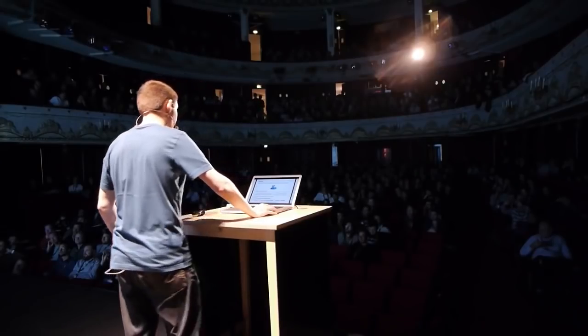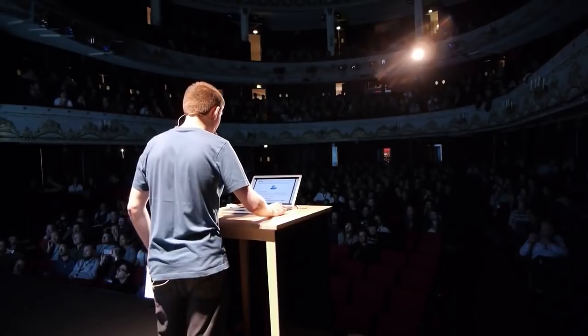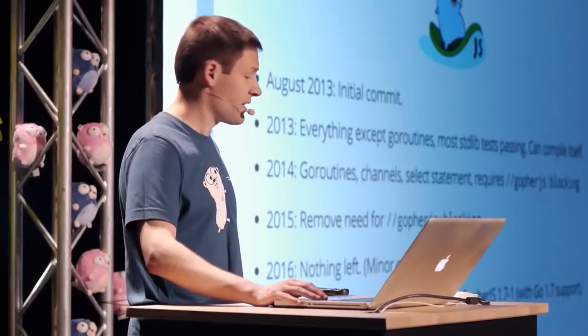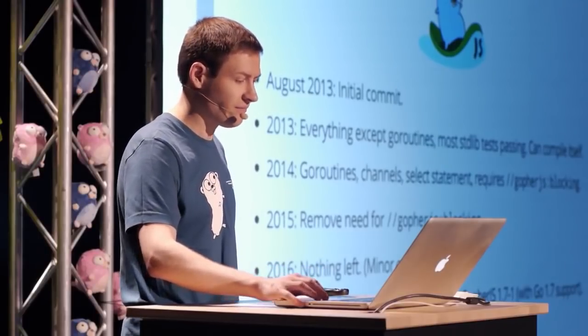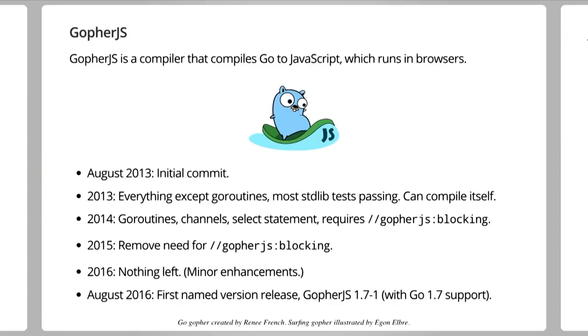To give you a little bit of its history of support of the Go language specification, it was created in 2013, and it had everything except goroutines running. Most of the standard library tests were passing. It could compile itself. 2014 added goroutines, channels, and the select statement with a caveat. In 2015, that caveat was removed. And there's nothing left to do in terms of the language features in 2016.